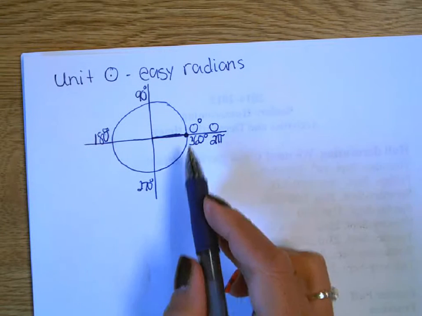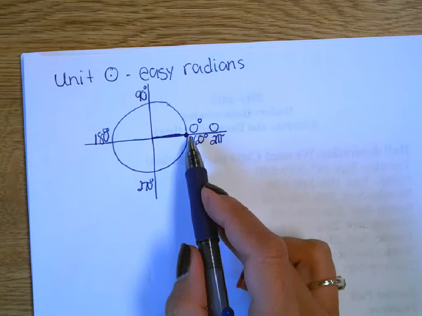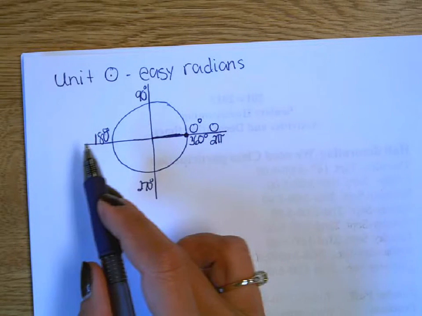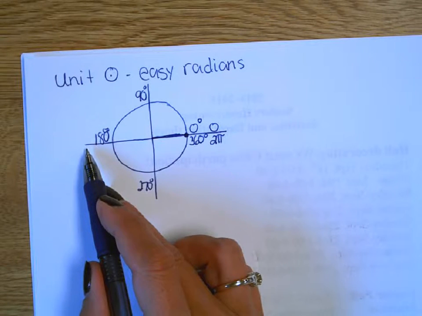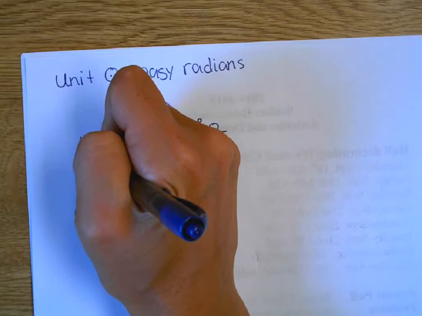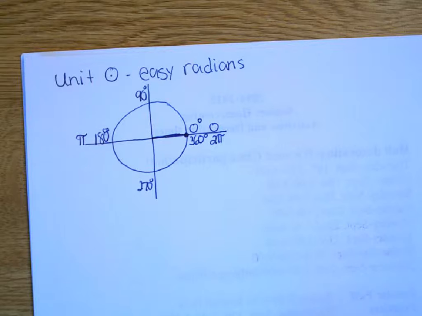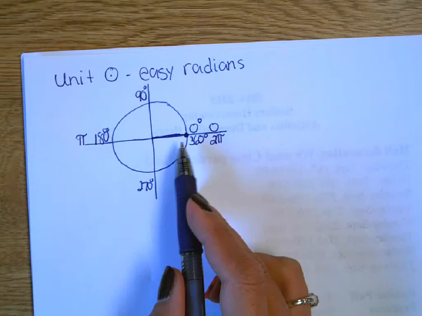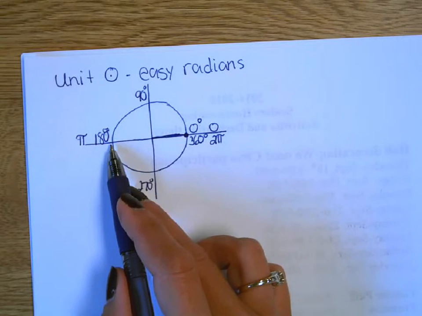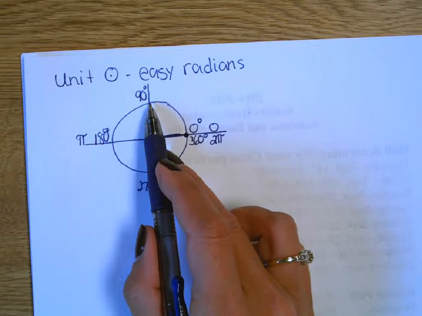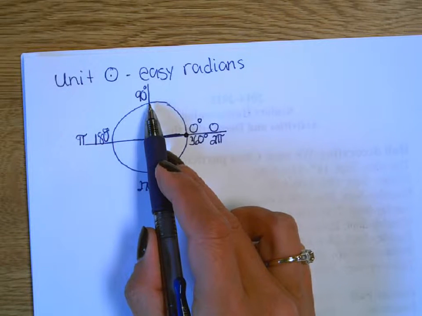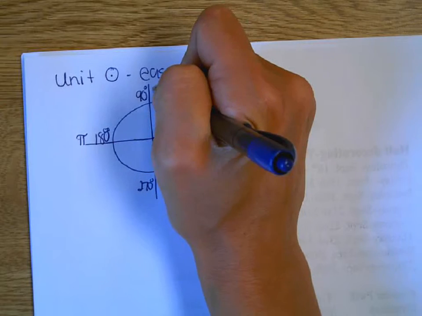So, if it's 2 pi in a full rotation, how many radians at 180? 1 pi. Halfway around would be 1 pi. Oh. So, if it's 1 full pi over to 180, how many pi is it up at 90? Half pi. Pi over 2 they write it as.